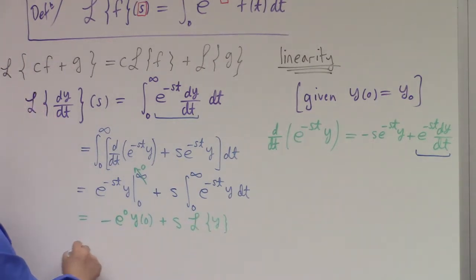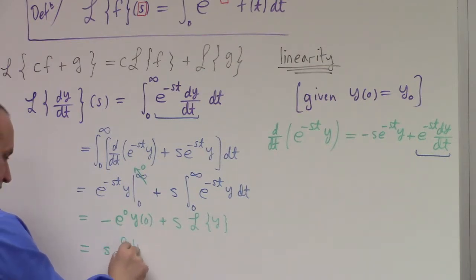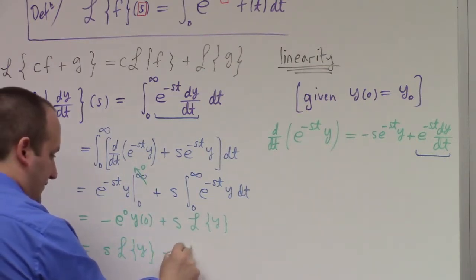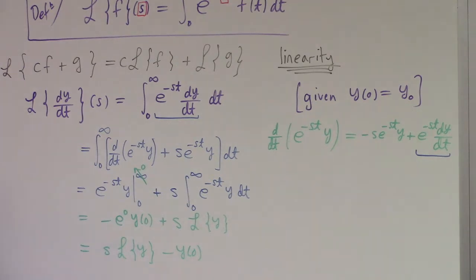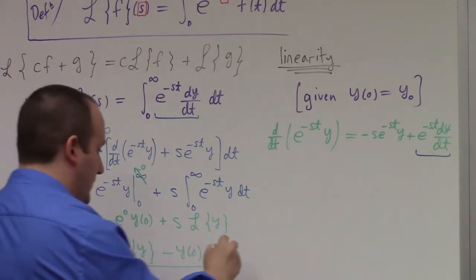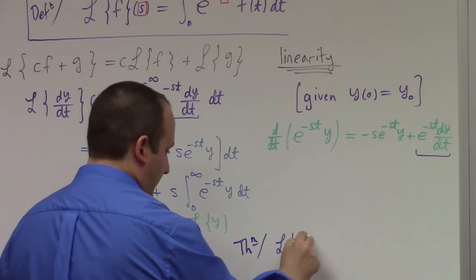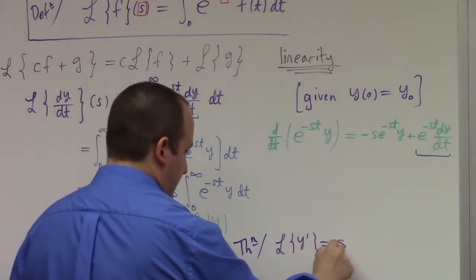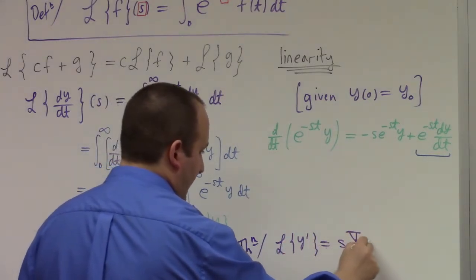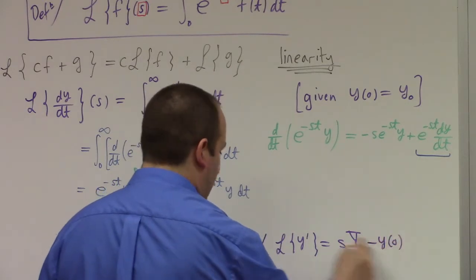And so there you go. That's what we got. We've got s times the Laplace transform of y minus y of 0. So let me just restate this theorem. The Laplace transform of y prime is equal to s times the Laplace transform of y minus y of 0. And there you go.